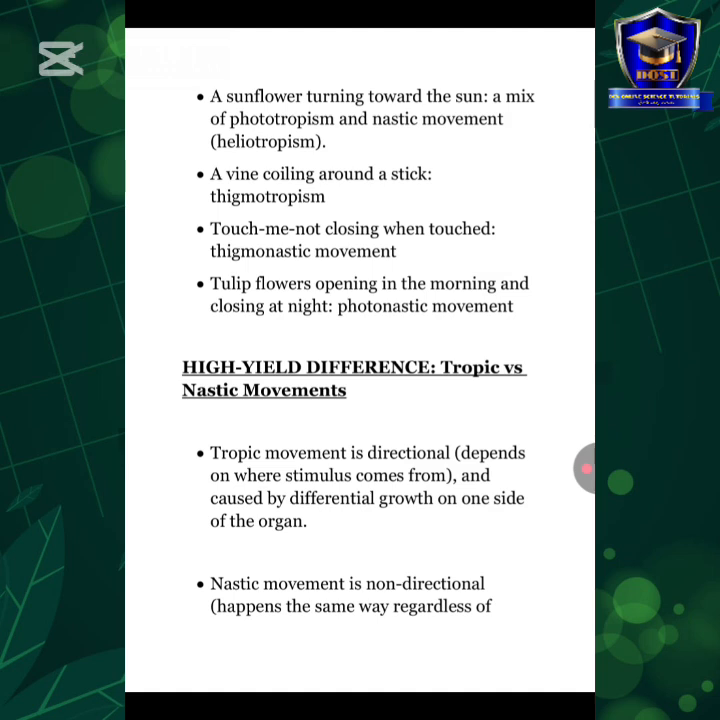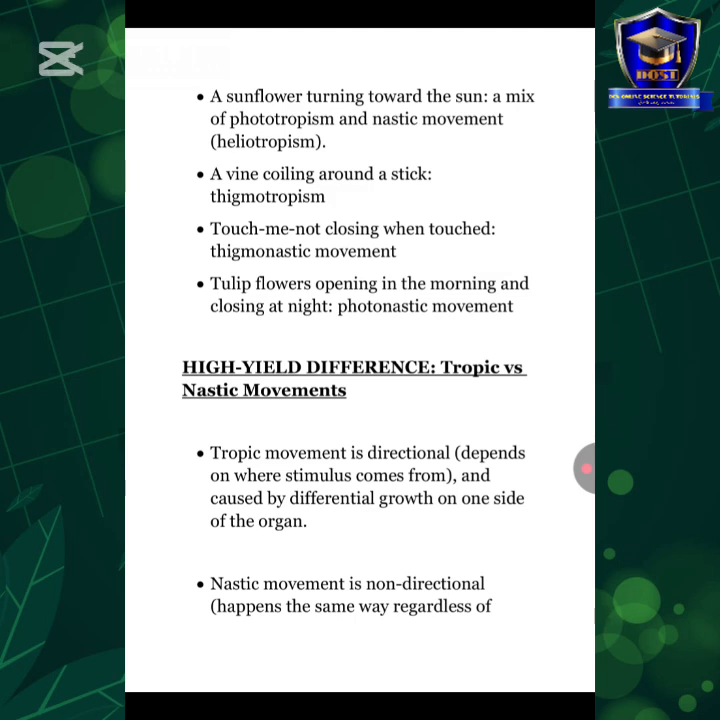And also, we are going to look at the difference between nastic response and tropic. So tropic movement is directional. It depends on where the stimulus is coming from. That's where the plant will go. And it is caused by differential growth on sides of the organ. So the growth on any particular side of that organ will be affected. That is how the organ, maybe leaf or stem, will now respond to the stimulus.